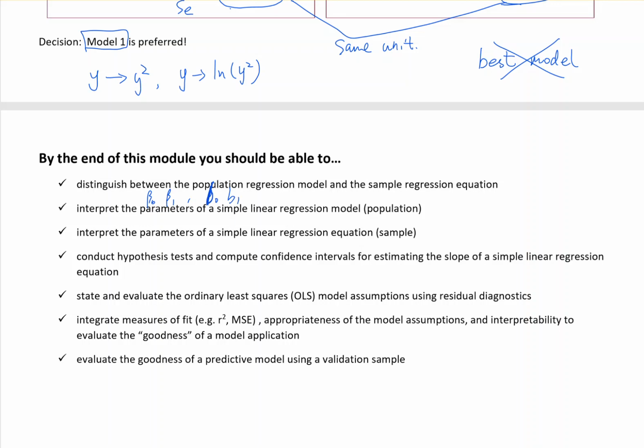right? And then, yes, so this is not parameters, it will be statistics, because it is about the sample, right?